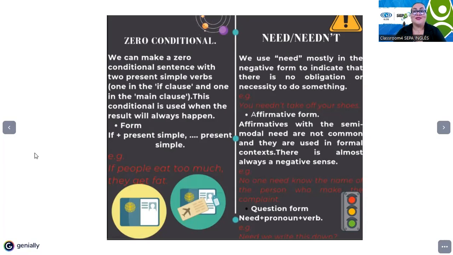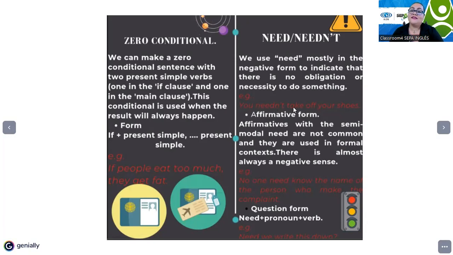I think yes, you need to write because you have to differentiate the structures we are going to study. Again, let's say it in Spanish. Usamos need mayormente en la forma negativa para indicar que no hay obligación o necesidad de hacer algo. Tú no necesitas quitarte tus zapatos. You needn't take off your shoes. No necesitas quitarte los zapatos.